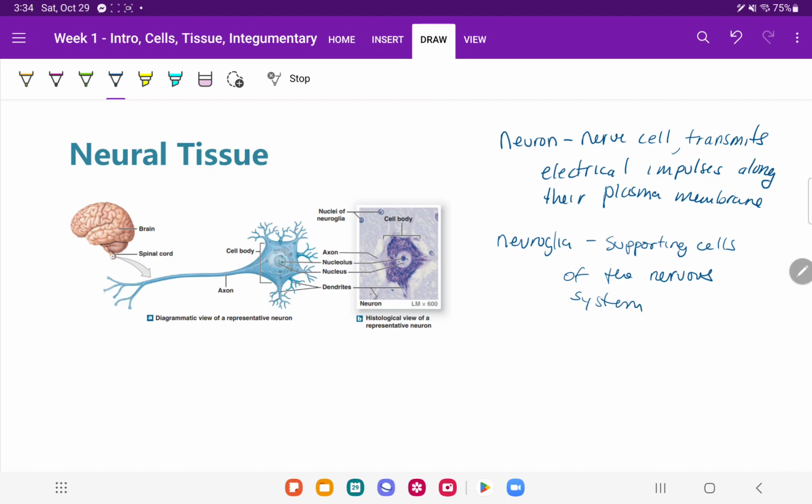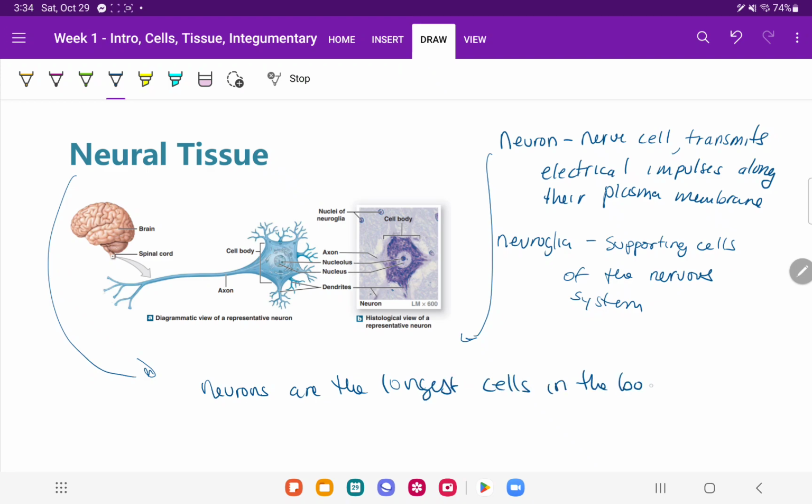And a nice little note about neurons is that neurons are the longest cells in the body. They're going to be the longest cells, and you can see this neuron right here. It's a pretty long cell.